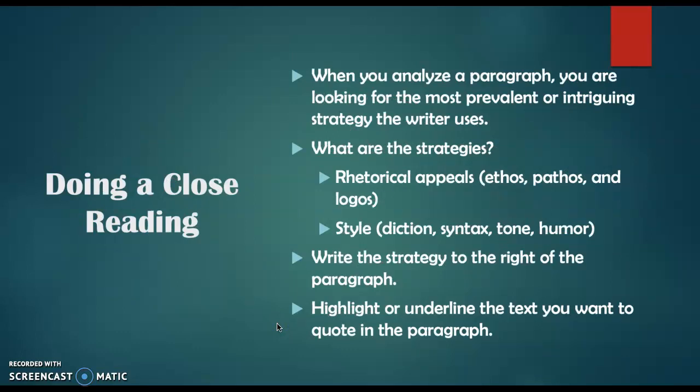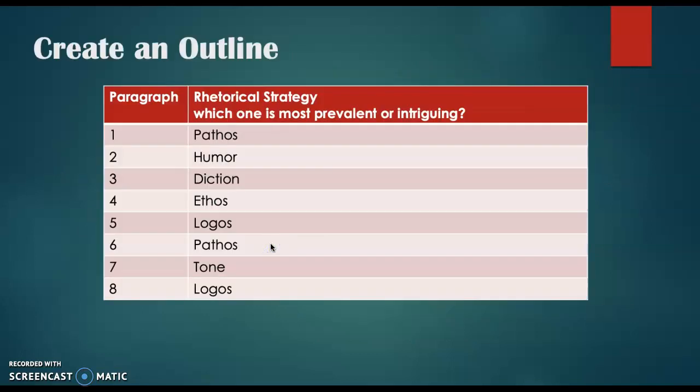When you do a close reading, you want to analyze the paragraph for what's most prevalent or intriguing. And two things I want you to focus on: rhetorical appeals and style. And also you want to include purpose, because I want you to mention the purpose of what the author is trying to do in your intro. Write the strategy to the right of the paragraph where you're doing a close reading, and you want to highlight or underline a piece of text that you want to use as a quote when you write your body paragraphs.